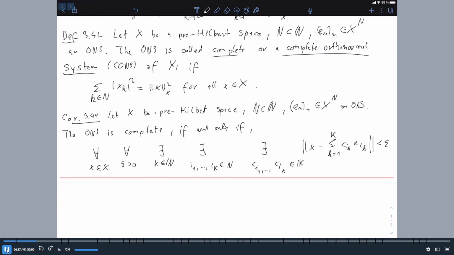And now I want to make one final statement of these more general statements in arbitrary Hilbert spaces before we go to the Fourier series. And this is the so-called Parseval's identity.